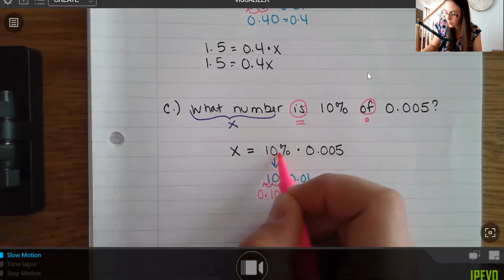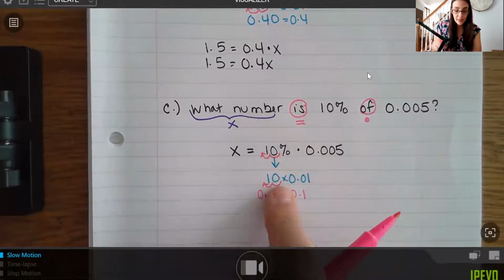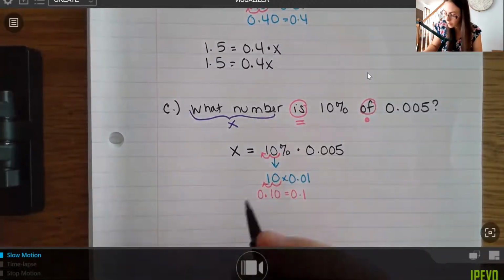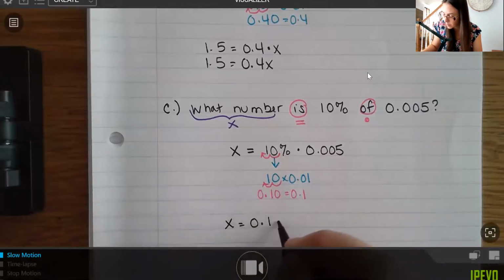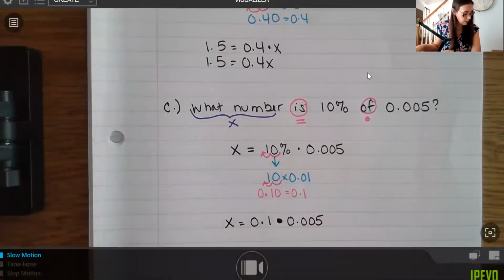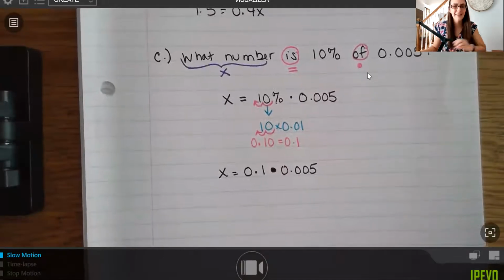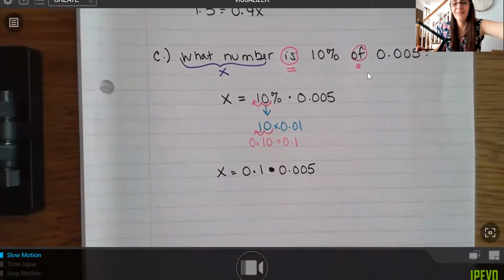They'll take that decimal point and move it 2 spots to the left, so that way they don't have to rewrite all the work. And that's okay too, so whatever you're comfortable with. So our final result is going to be 0.1 times, make sure that looks like a multiplication symbol there, 0.005. Now this one is actually going to be a pretty easy one to solve, right? It's already set up.